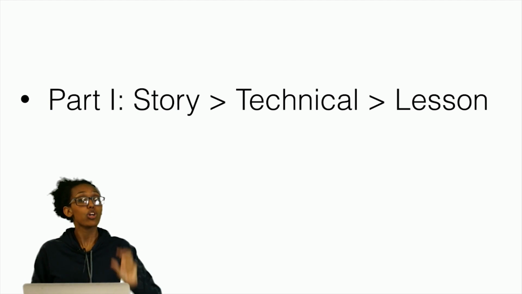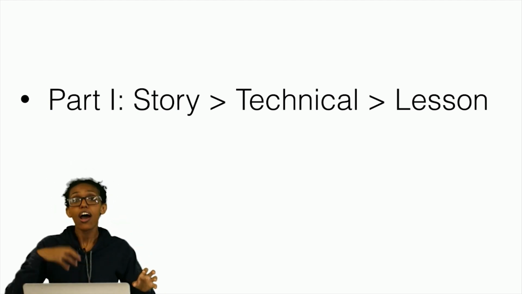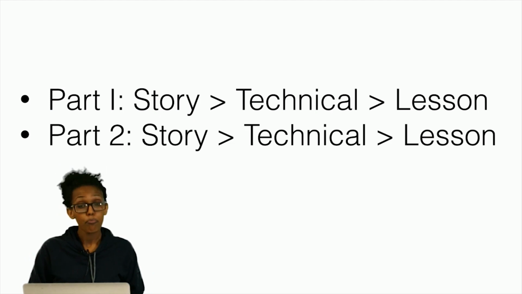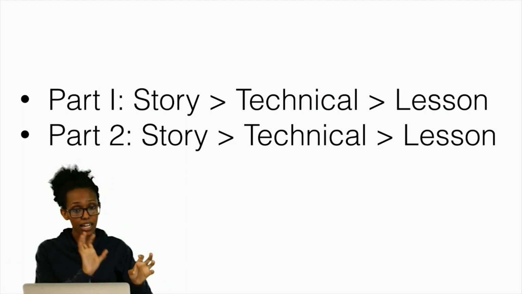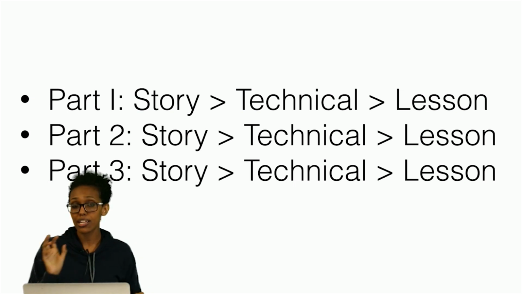Instead, what you want to do is take that story and divide it up. Generally, stories work well in groups of 3. I think most things work well in groups of 3. So we're going to divide our story up into 3 parts. Part 1 will have its own story, its own conflict. We'll introduce the technical components, and then we'll share the lessons learned. Part 2, same structure: story, technical stuff, lessons learned. And then part 3: story, technical, lessons learned.